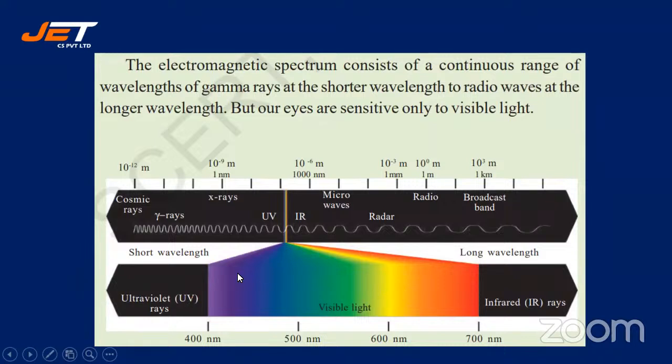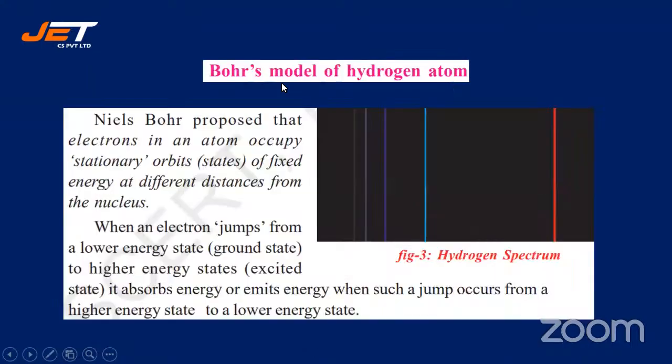So that is nothing but the visible light, and you are able to see different colors, right? There are 7 colors. So that band of these colors is nothing but the visible spectrum. Next, coming to Bohr's model of hydrogen atom.